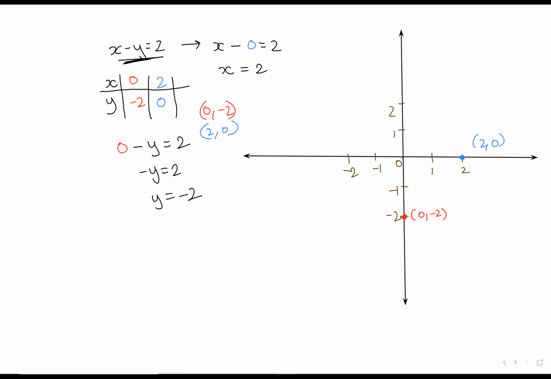Now all I have to do is connect them using a line, a ruler, and just a sec. Yeah, there it is. So this is my line of x minus y is equal to 2. Is it clear? Is it okay? Yes.